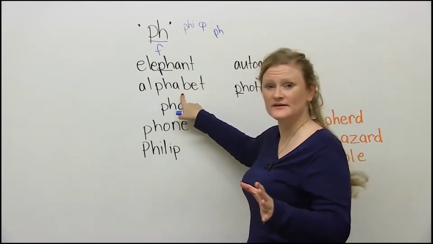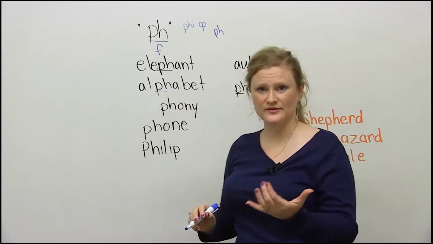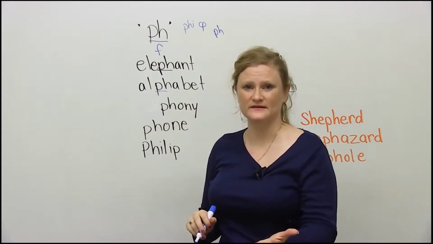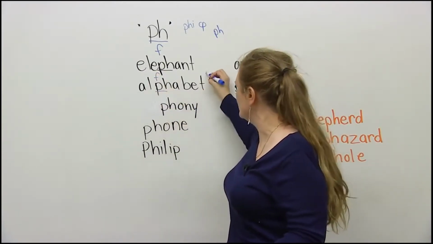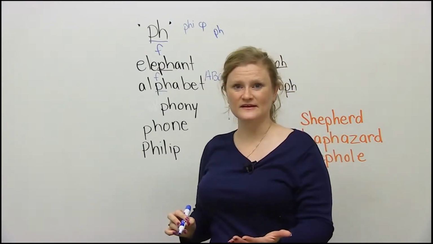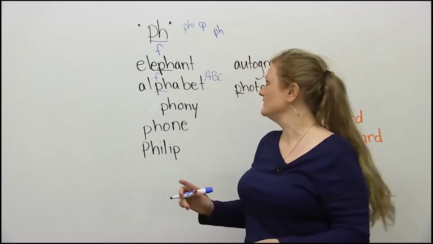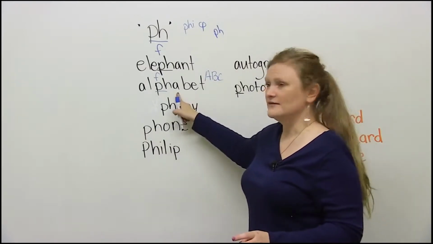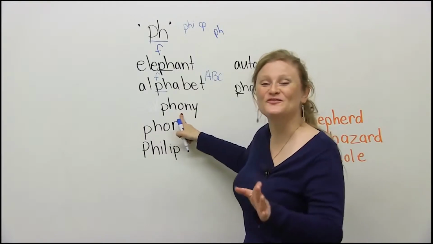The next word is a very important word when you're studying English. It's the alphabet. The alphabet are also known as the ABCs in English. A, B, C, D, E, F, G, P, H, F. Good. This is alphabet.